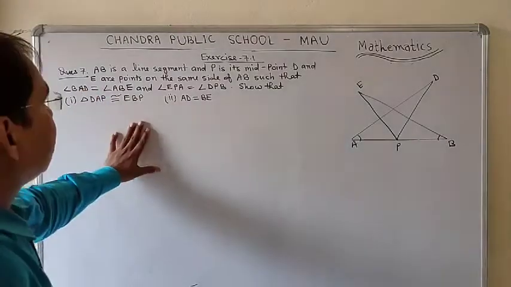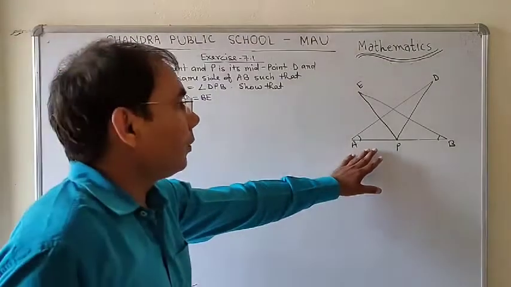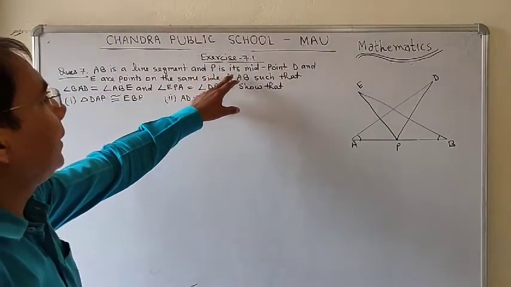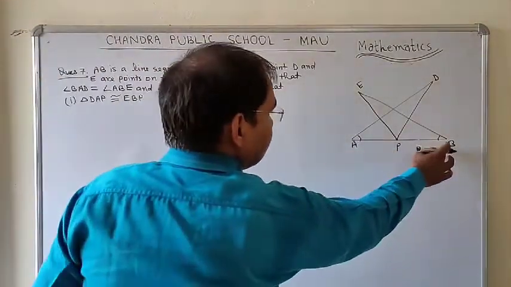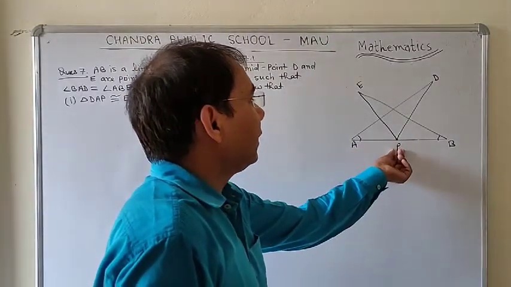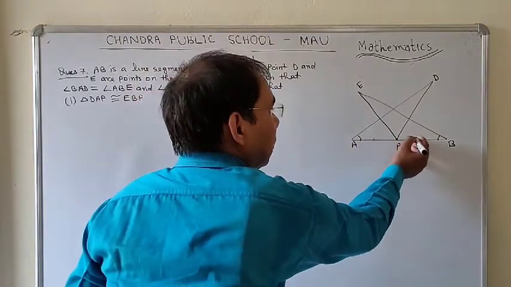Friends, here I have written question number 7. Here is the diagram for question number 7, and it is given that AB is a line segment and P is its midpoint. You can find in the diagram that AB is the line segment, and P is the midpoint of AB. P is the midpoint of AB means AP equals BP.